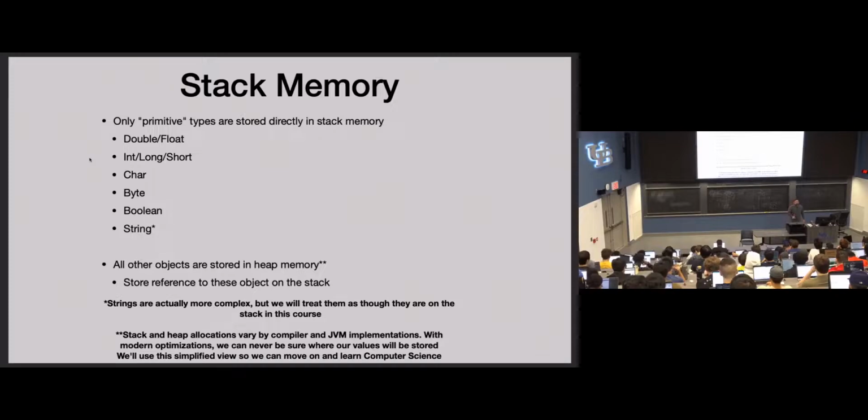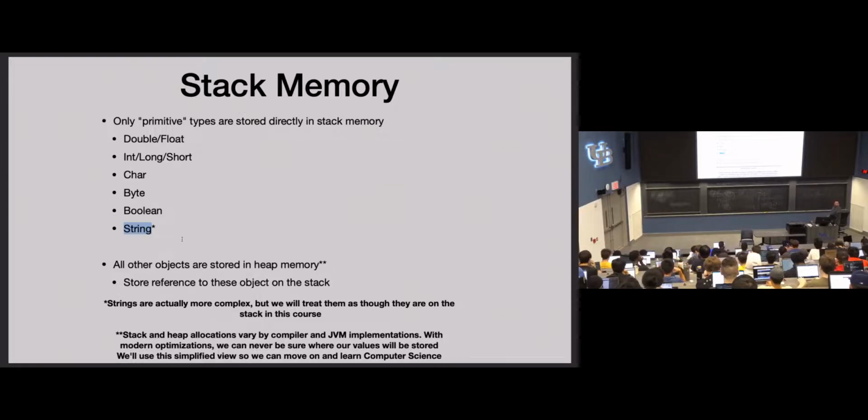With the exception of string, I have two disclaimers. And everything else is on the heap. I have two disclaimers here. String is actually a bit more complex than that. They're not stored on the stack in actuality, in reality. They're stored on the heap. But the way they behave, strings are what we call an immutable type. They cannot change. And the way they behave because of that means that they behave exactly like they were on the stack. So for this class, we're just going to throw them on the stack and call it a day.